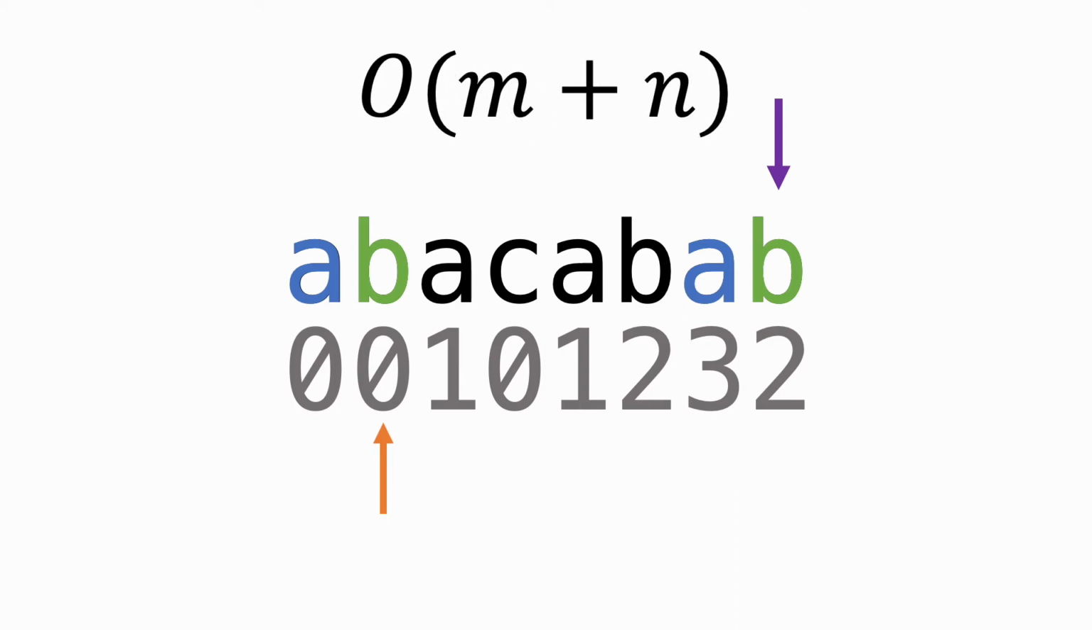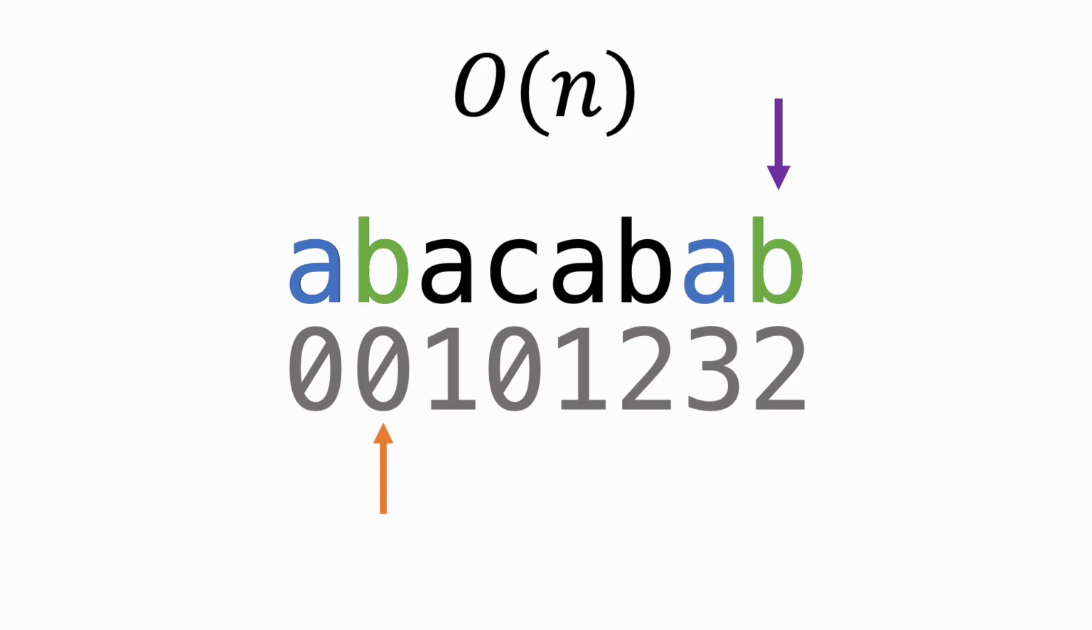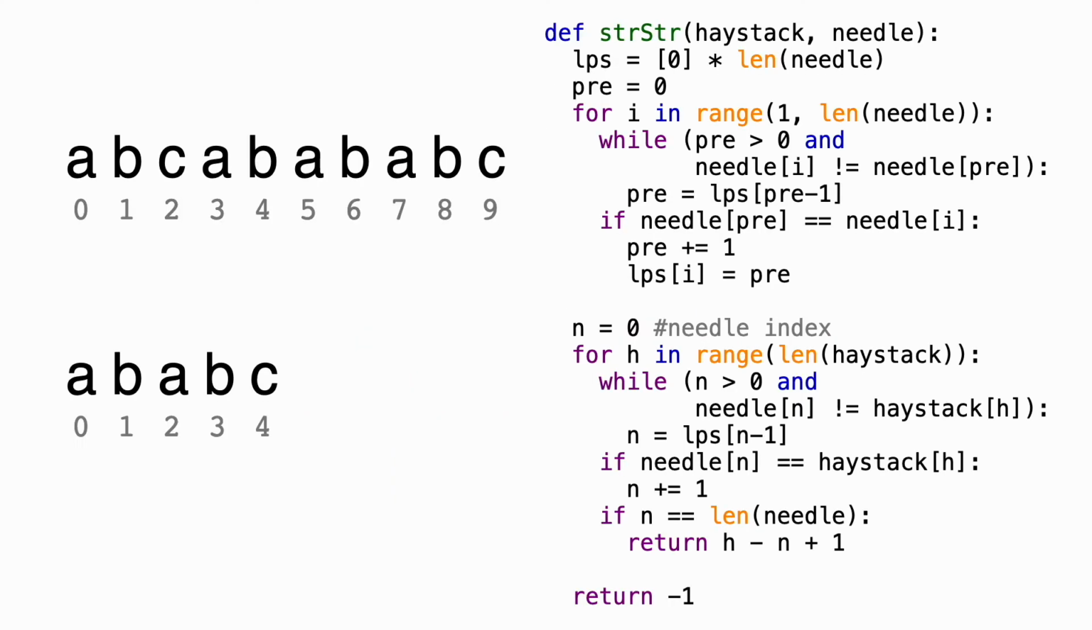But since we know that m is less than n, it's also correct to say that the algorithm is just O of n. Now we're ready to look at the code and do this in Python. Let's say the string at the top is the haystack, and the string at the bottom is the needle. And I've also indicated the indices of each character below them.